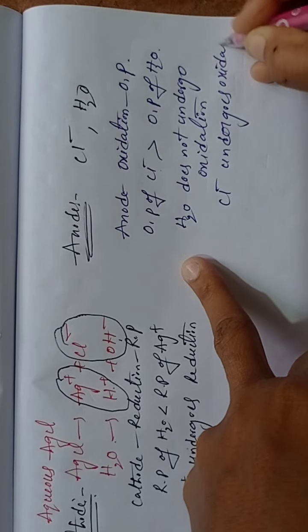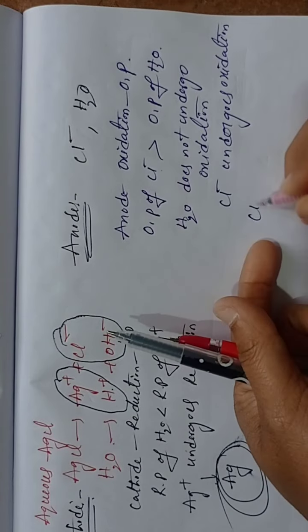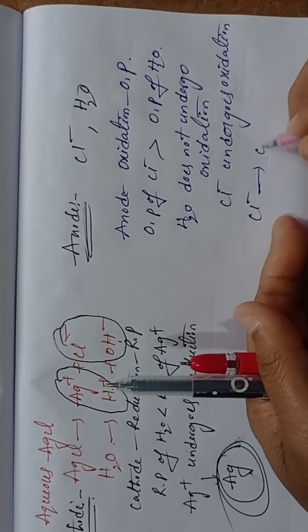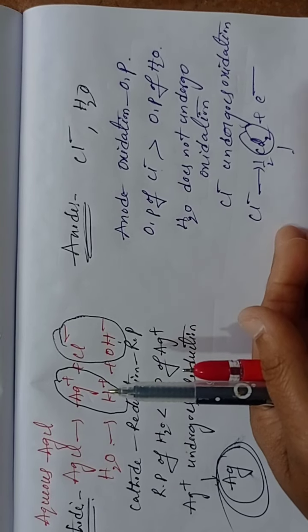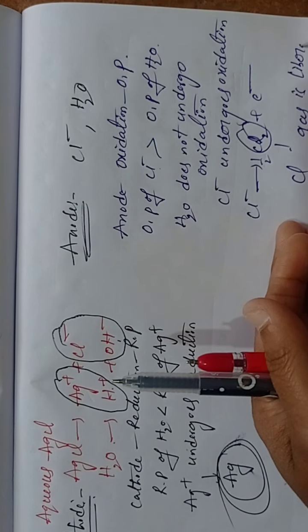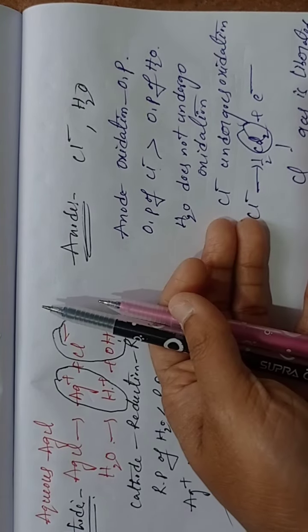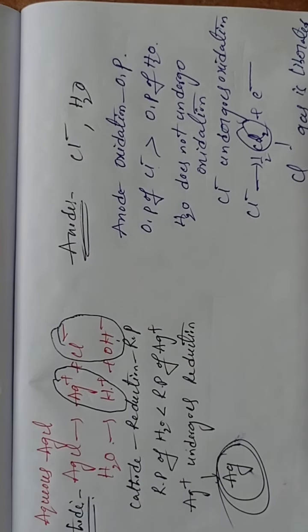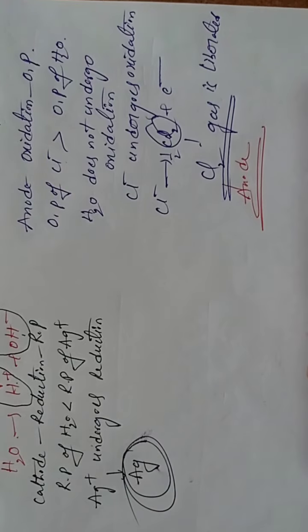Are you clear, students? So the Cl- ion undergoes oxidation. By loss of an electron, it becomes half Cl2, correct? That means which gas is liberated? Cl2 gas is liberated. Are you following? Where? At the anode. So at the anode, are you clear? At the anode, Cl2 gas is liberated, students. Are you clear?